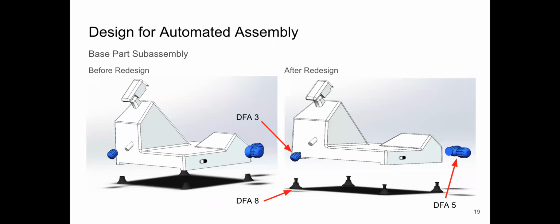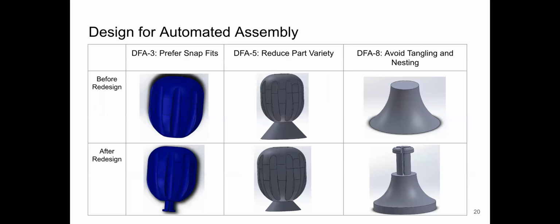To improve our design for automated assembly, we redesigned the base part subassembly as seen in the two exploded views. Next slide. Using the quad chart and the DFA discussed in lecture, we redesigned the height and sliding handle, the legs, and the thickness knob.